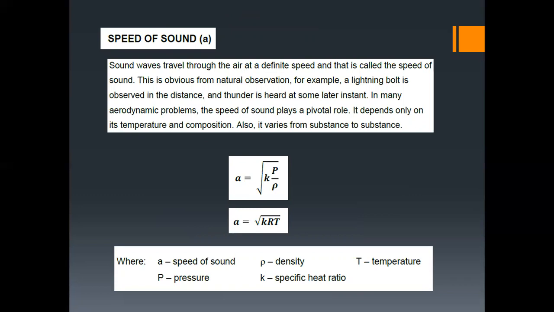So, sa speed of sound, sound waves travel through the air at a definite speed, and that is called the speed of sound. This is obvious from natural observation natin, di ba? For example, kapag kumidlat, makikita muna natin yung light bago dumating yung sound. Paano siya dumating? It depends on its temperature and composition, and it varies from substance to substance. So, it travels through air. Basically, galing na siya sa speed of sound natin.